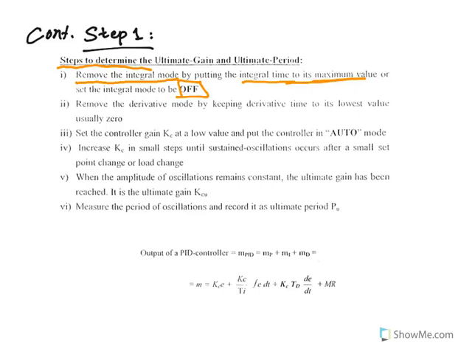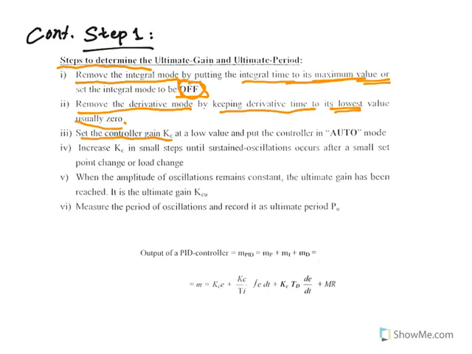If you go back to the integral mode equation, you will find that if we put the integral time to the maximum, then we decrease the effect of the integral controller, or we can simply put it off. Second is to remove the derivative mode by keeping the derivative time at its lowest. If we make the derivative time the lowest value, we can eliminate the impact of the derivative mode, or we can set it to 0.